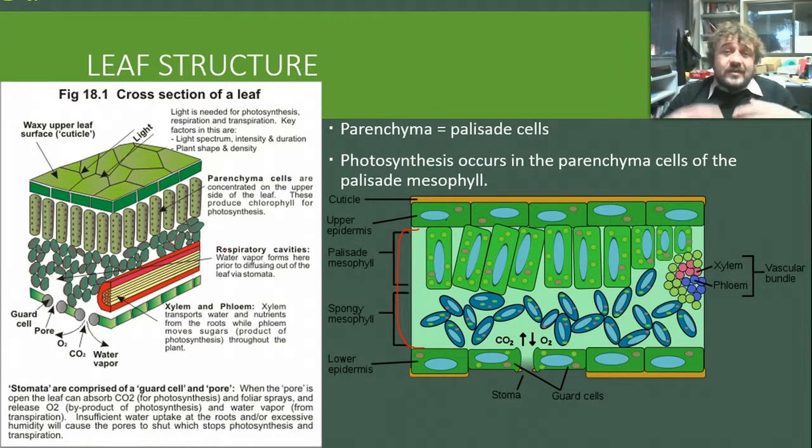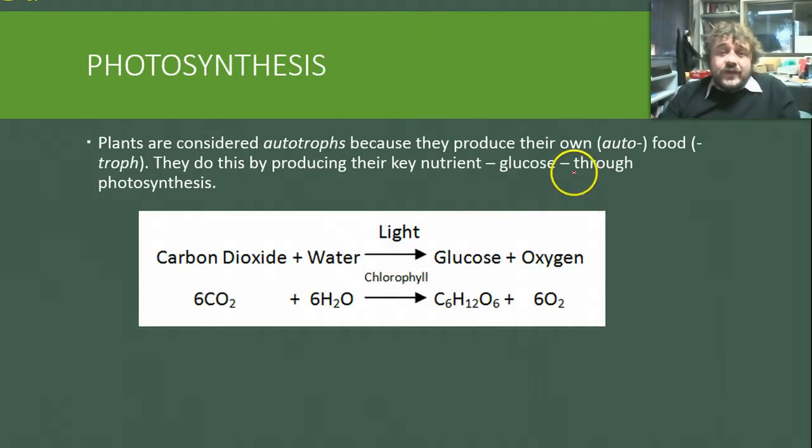Now, it's very important to remember photosynthesis, which we'll go over in a bit more detail in a second, occurs in the parenchyma cells of the palisade mesophyll. These are words that you need to get down. So this here and that there, as well as this information here, by the way, you do need to quickly get that written down. So these are words you need to know. All right. So what is photosynthesis?